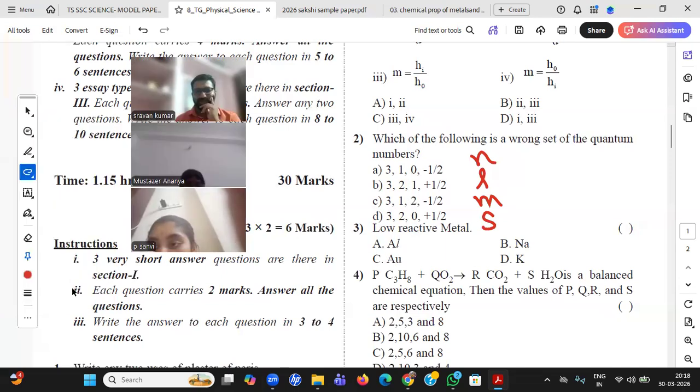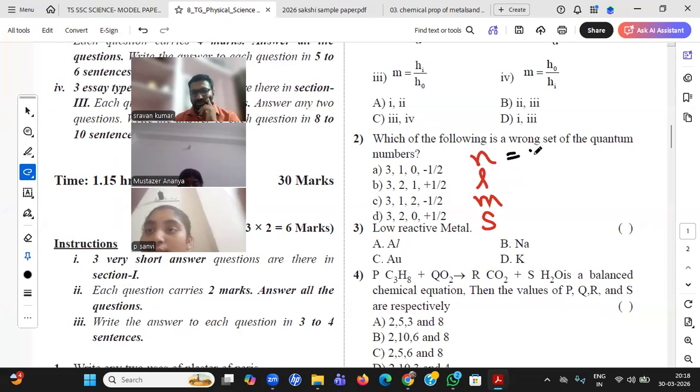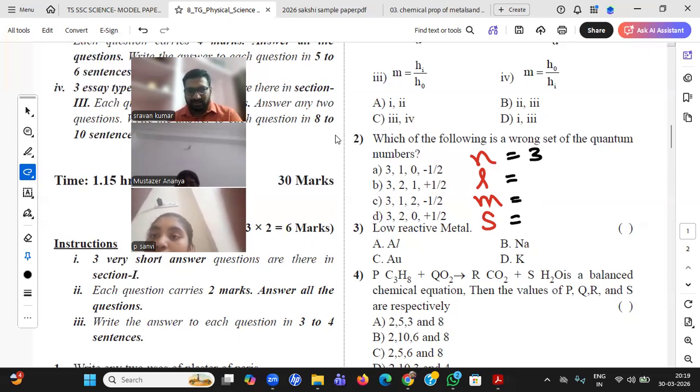You see, first of all, he has given all as 3 only. This n value is 3 for all, so you can finalize that. He is speaking about all the values of principal quantum number 3. I've just fixed 3 for all. Now, if this is 3, what all values are possible for this? Ananya gave some answer. Super, Ananya. Wonderful student.